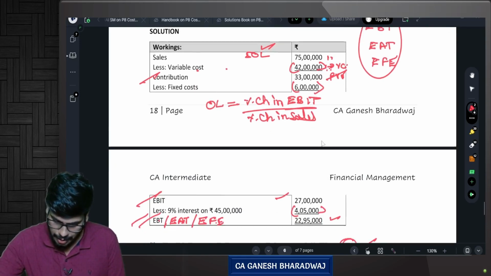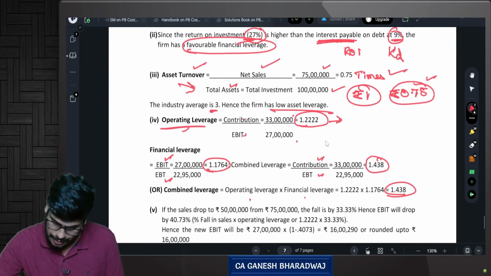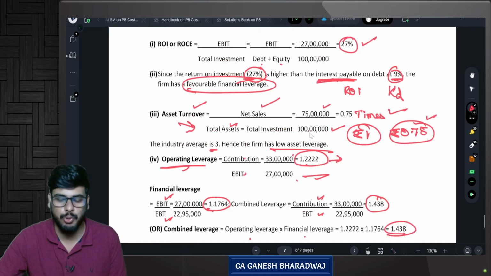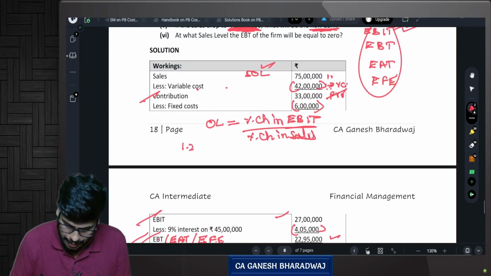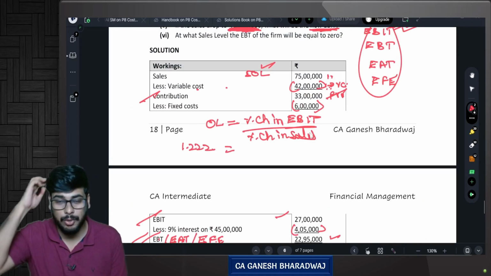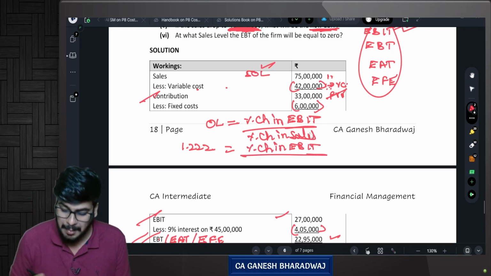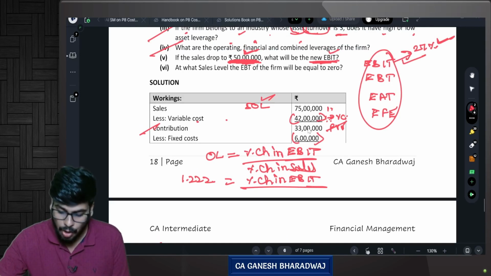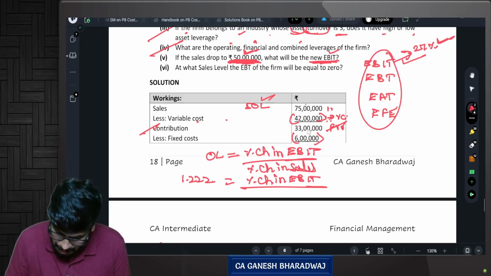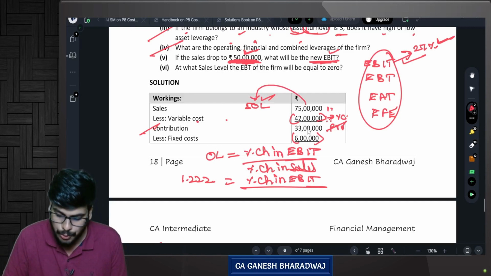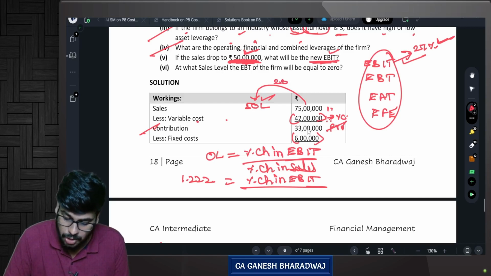Now, you tell me, do we have the operating leverage with us? Yes, operating leverage is 1.2222, which is equal to percentage change in EBIT, which we don't know and need to compute, divided by percentage change in sales. Now, what is the percentage change in sales? From 75, it is being reduced to 50. Or in other words, sales is dropping by how much?